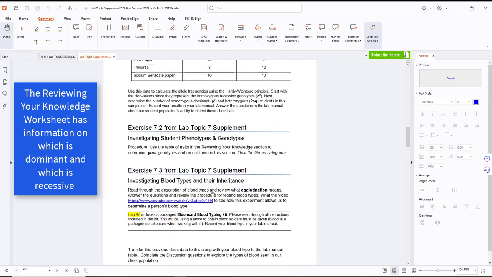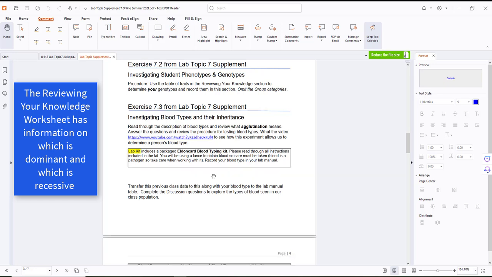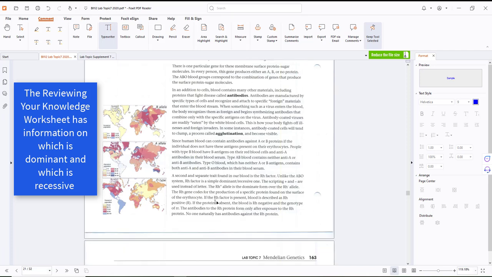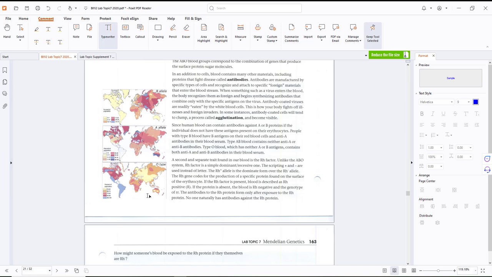All right, going back to the supplement, we do have a video on how to complete the blood type. So in your test kit, you have the Eldon card blood typing kit, so you can actually figure out what your blood type is using it. So with the blood type kit, here's some background information about blood typing. So you can see the prevalence of the different blood types around the world. Here in the United States, we're kind of a melting pot. So we're pretty well represented for our blood typing.